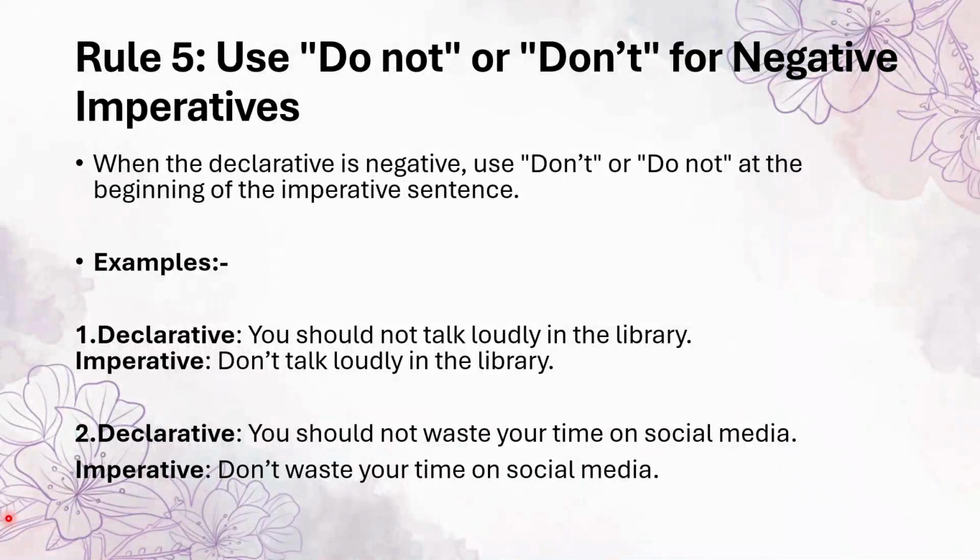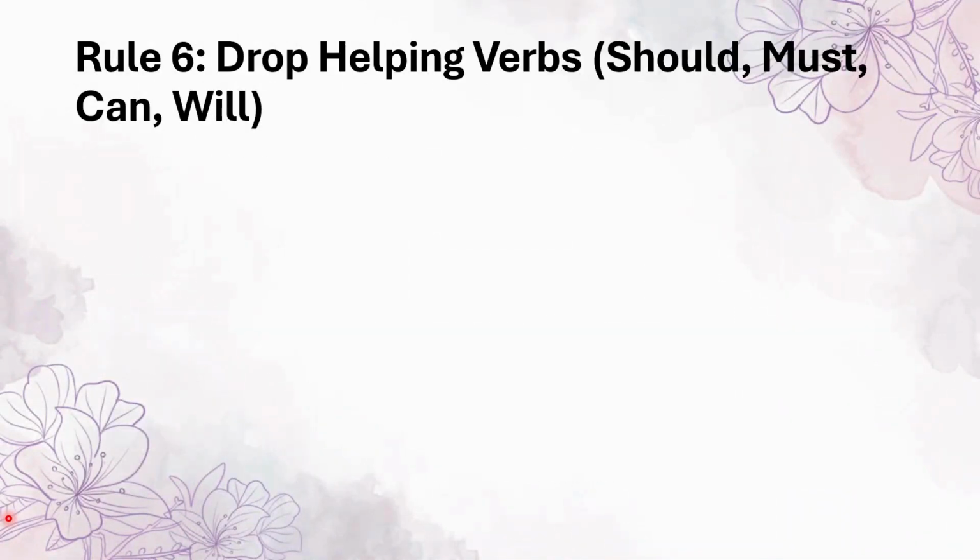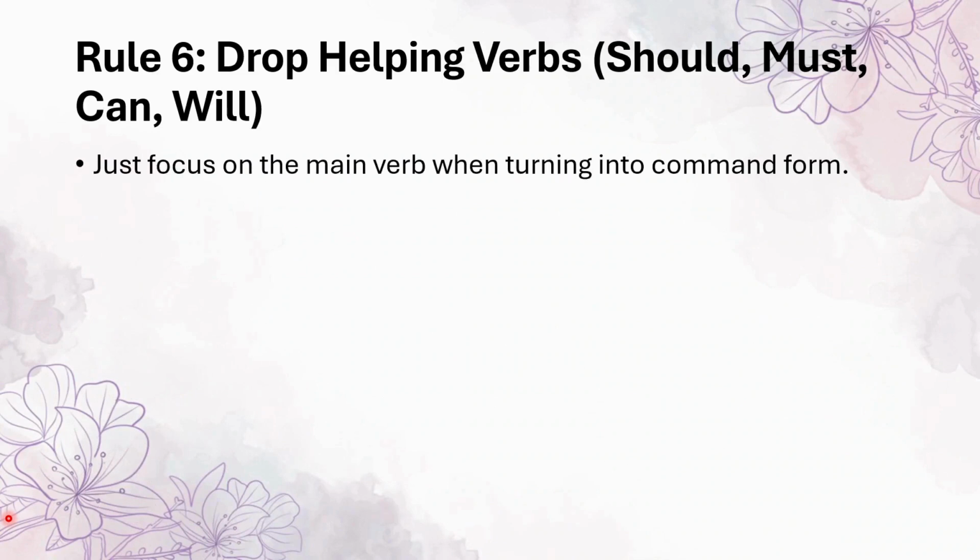Absolutely ready. Okay, next it's time to explore the next rule, and also the last rule, which shows how to convert declarative sentences into imperative ones by dropping helping verbs like should, must, can, will, and focusing only on the main action verb. Let's understand this clearly. That is rule 6, the dropping of the helping verbs like should, must, can, will. In many declarative sentences, you notice there is a helping verb, words like should, must, can, will. This word suggests advice, permission, obligation, or future actions.